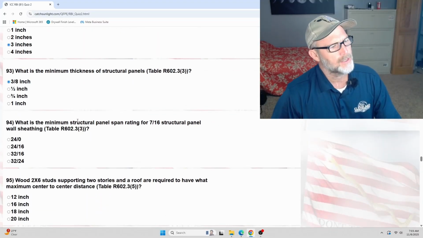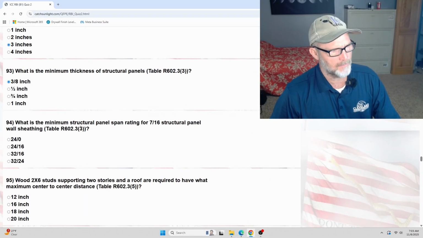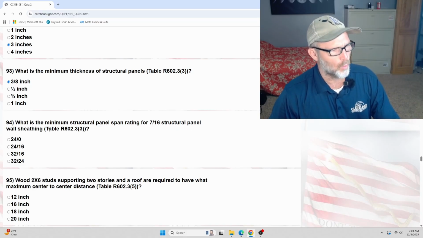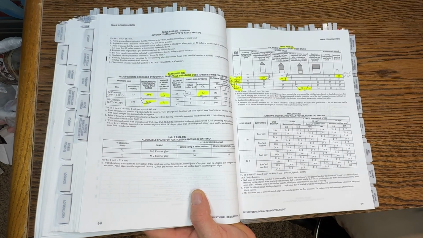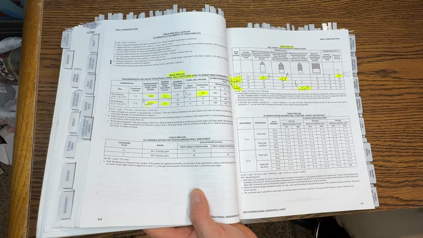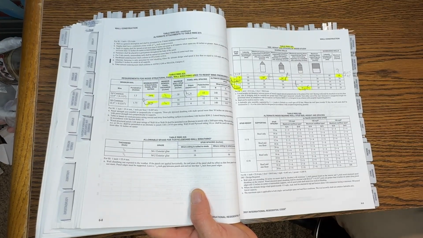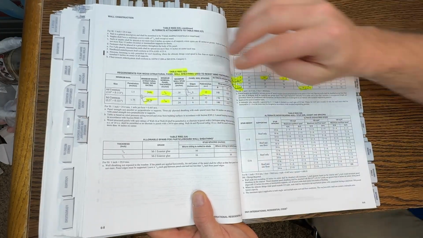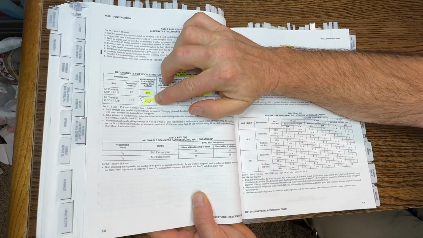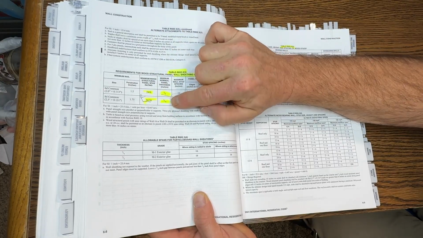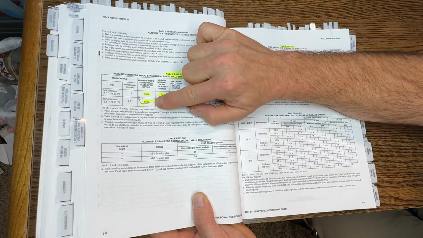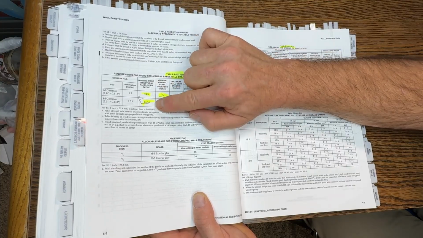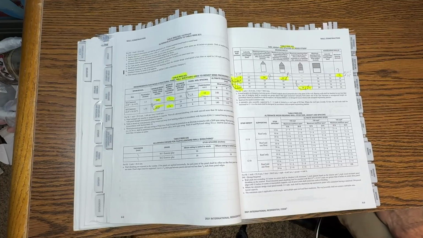All right, 94. What is the minimum structural panel span rating for 7/16 structural panel wall sheathing? Let's go to the same table, table R602.3(3). So right here, you're looking at 7/16 inch panel thickness. Your minimum wood structural panel span rating is 24/16. So it's actually 24/16 is what you'd use.